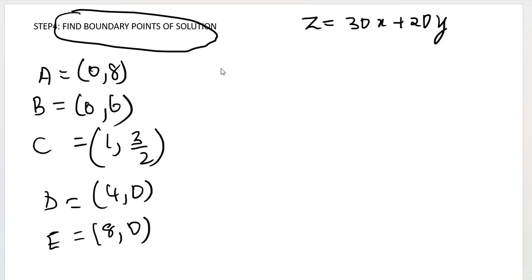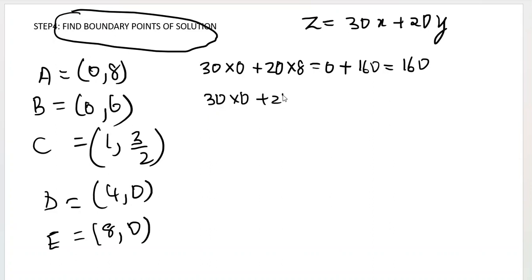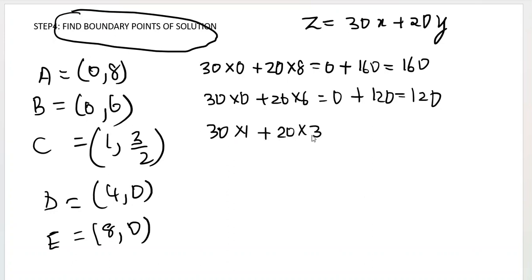Our z is nothing but 30x plus 20y. So we test the value of z here at A. At A, x is 0, so 30 into 0 plus 20 into 8. 20 eights are 160, 0 plus 160 is 160. Then again we take 30 into 0 plus 20 into 6. This will be 0 plus 20 into 6 is 120. Then you take 30 into 1 plus 20 into 3 by 2. So it's like testing the value of z at each of the points. I tested the value of z at A, I got 160. I tested the value of z at B, I got 120.